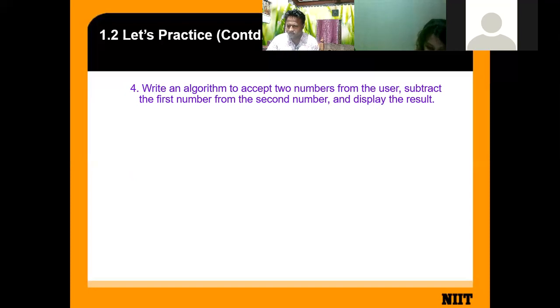Next is, write an algorithm to accept two numbers from a user, and subtract the first number from the second number, and display the result.